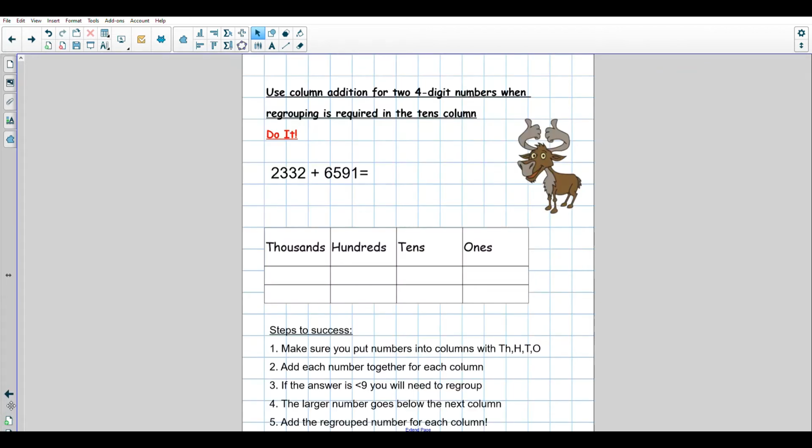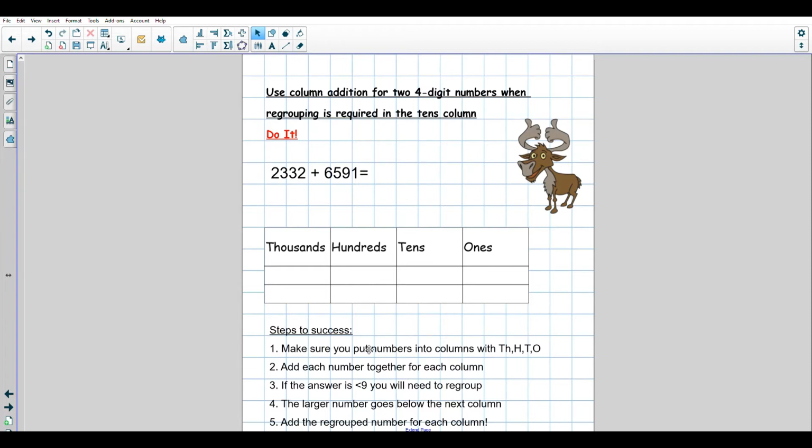So moving swiftly on, your learning objective today is to use column addition for two 4-digit numbers when regrouping is required in the tens column. So our do it says 2,332 added to 6,591. Now I have my steps to success here.